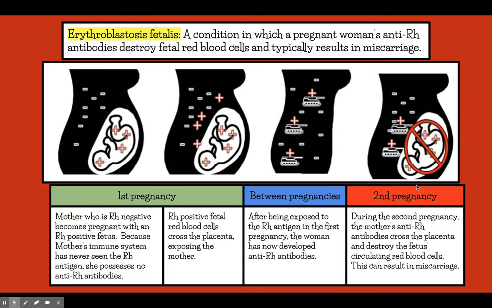During the second pregnancy, this baby is also Rh positive. So dad must be Rh positive. Mom's antibodies cross the placenta, attack the fetal red blood cells, and this results in miscarriage. This happens in the second pregnancy or the second exposure because it takes time to make those antibodies.